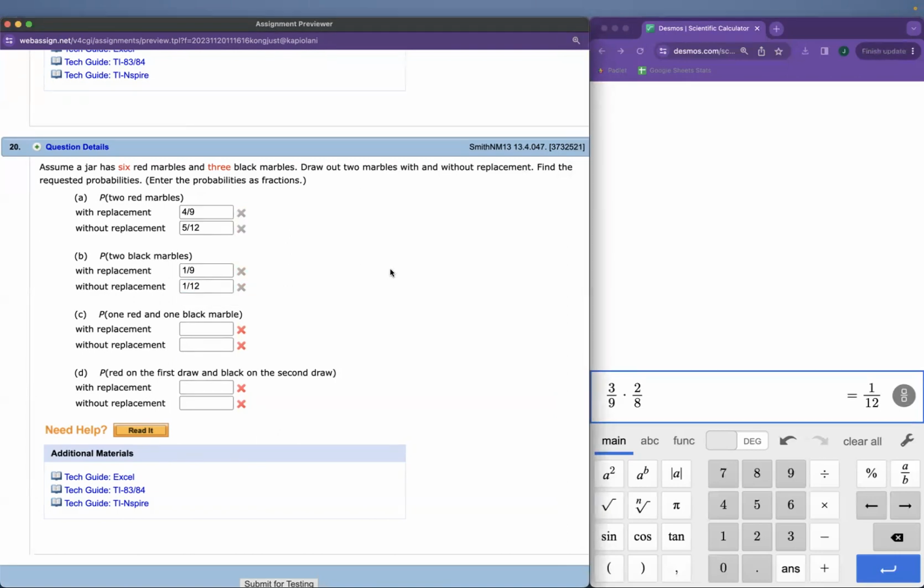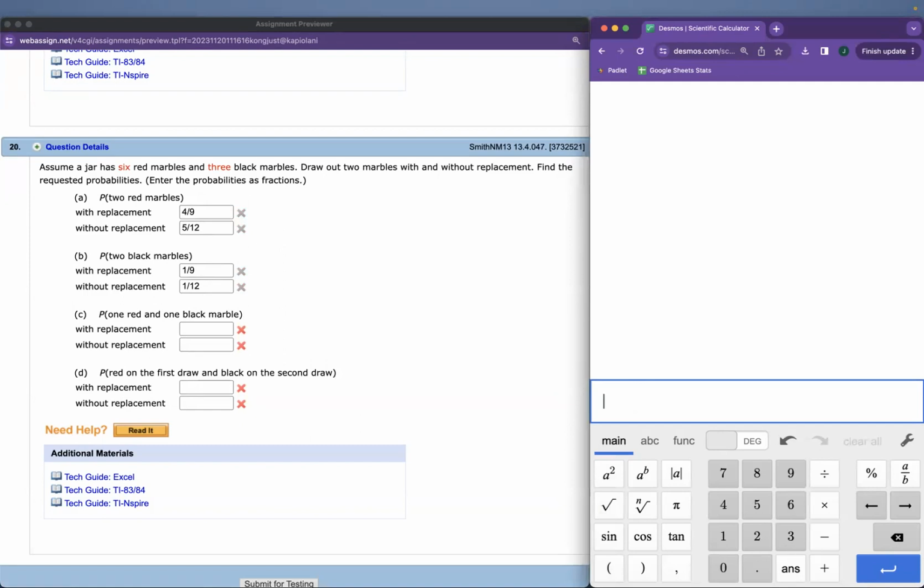Okay, letter C. Letter C is actually the hardest one because you got to think very carefully. How can I get 1 red and 1 black? Well, the first one could be red, second one could be black, or the first one could be black, second one could be red. You got to consider both possibilities. So let's do the red first and black second first. With replacement, first time I pick a marble, I've got a 6 in 9 chance of picking a red. And then assuming that I replace the marble back, I go to pick a black marble, that gives me a 3 out of 9 chance to pick the black marble.